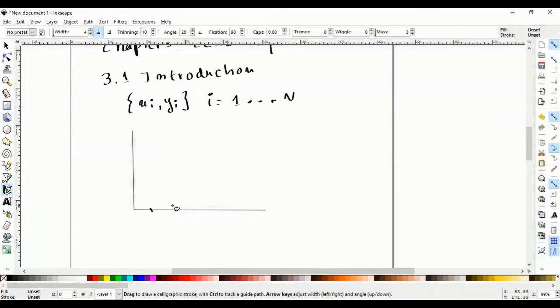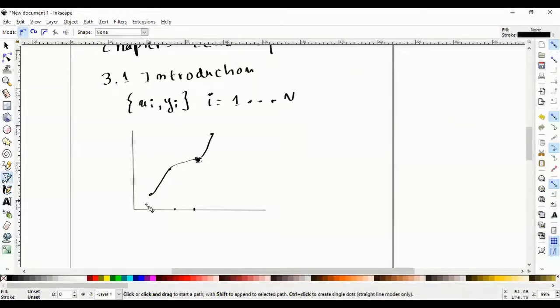For example, if I have several points xi, yi, I have these points here. Instead of finding the polynomial that passes exactly through these points, we want to find the line that approximates these points the best.